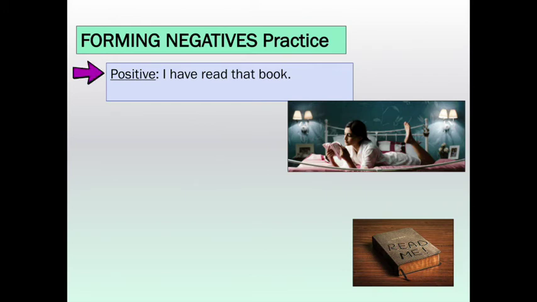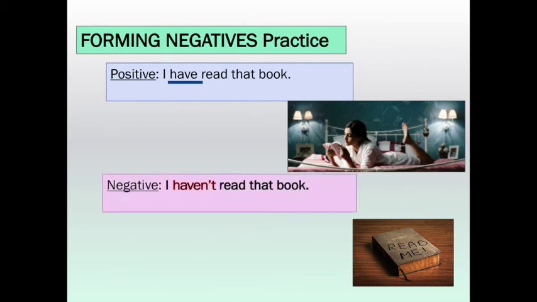Here is a positive sentence. I have read that book. How would we make it negative? Remember, we should add the abbreviation for not to the auxiliary verb. Here, the auxiliary verb is have. So the negative sentence is, I haven't read that book.